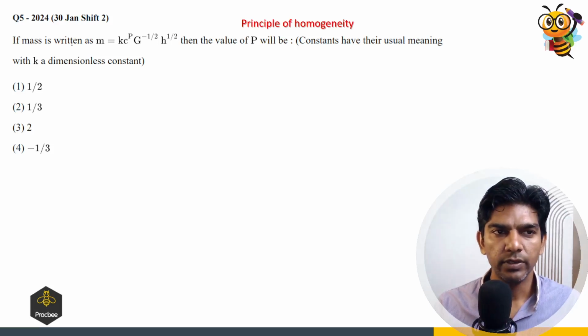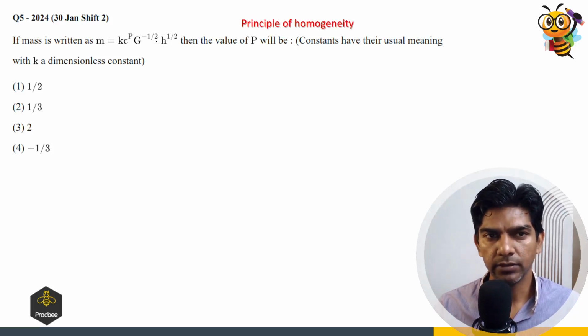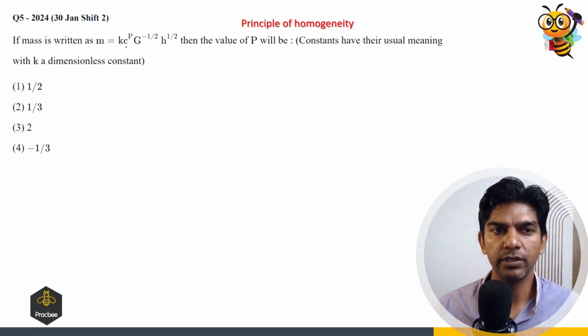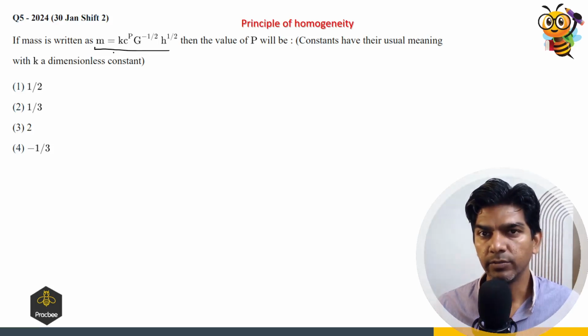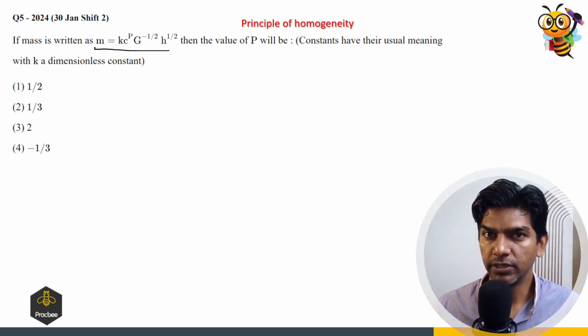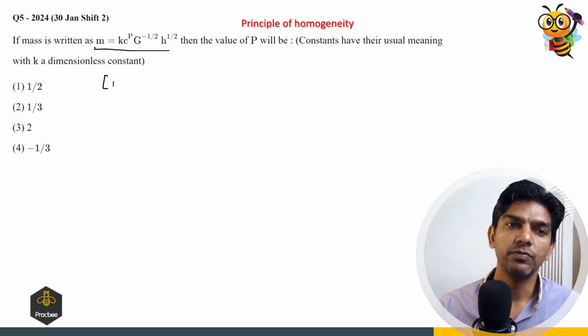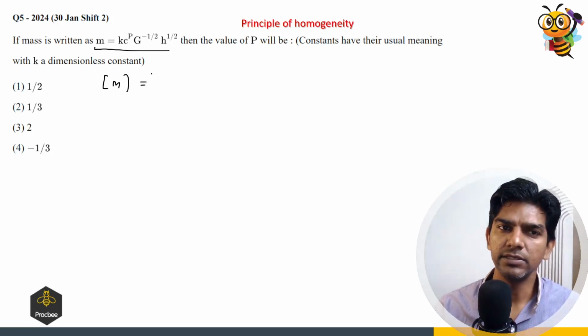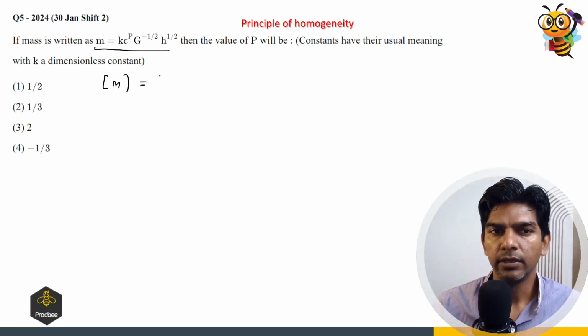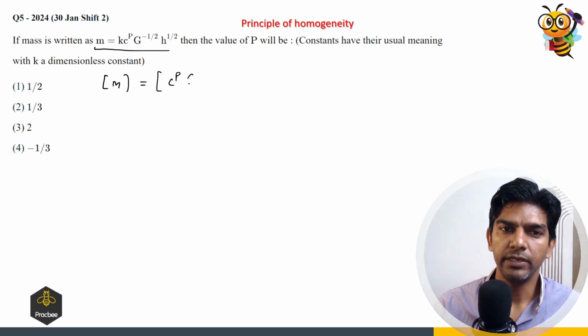Now let us see this case. If mass is written as K C raised to power p, G raised to power minus 1 by 2, h raised to power 1 by 2, then the value of p will be, where constants have their usual meanings, and K is a dimensionless constant. So in this equation, K is dimensionless, and we again use the principle of homogeneity. The dimension of the left hand side should be the same as the dimension of the right hand side. So the dimension of mass will be the same as, and K is dimensionless so we don't have to consider K, the dimension of C raised to power p, G raised to power minus 1 by 2, h raised to power 1 by 2.